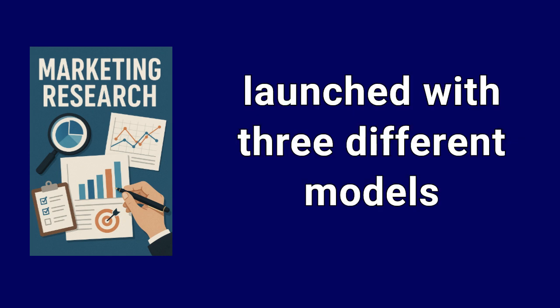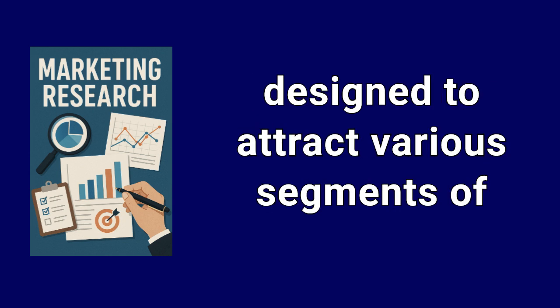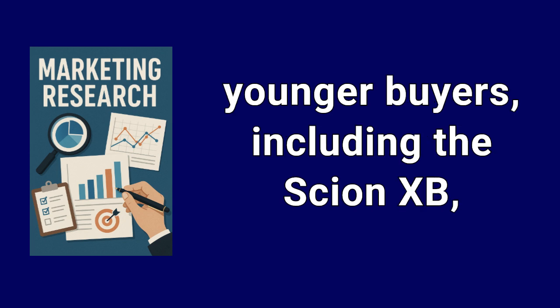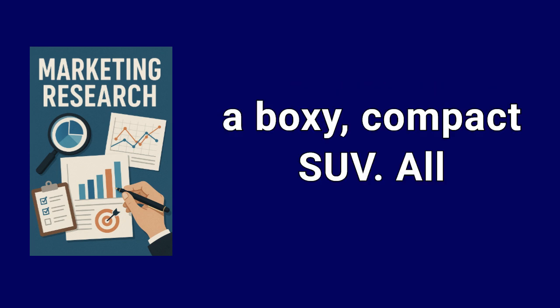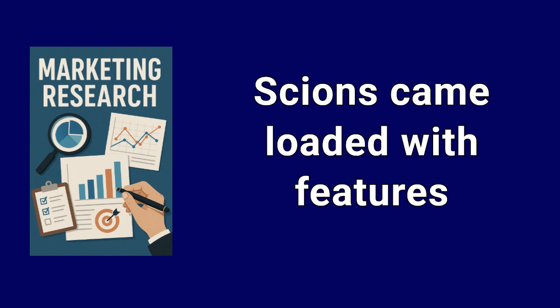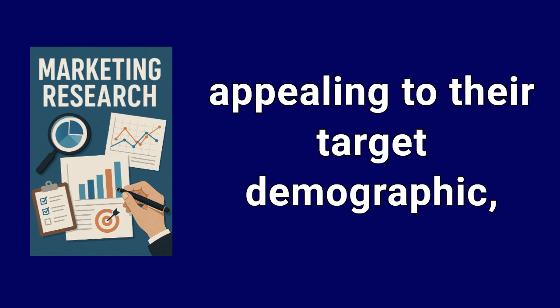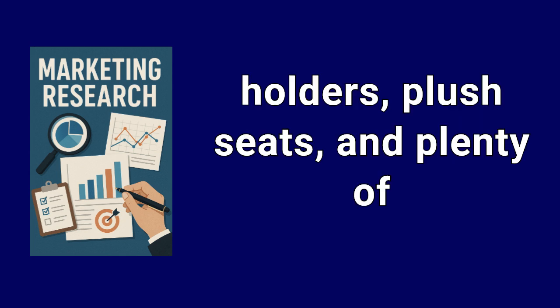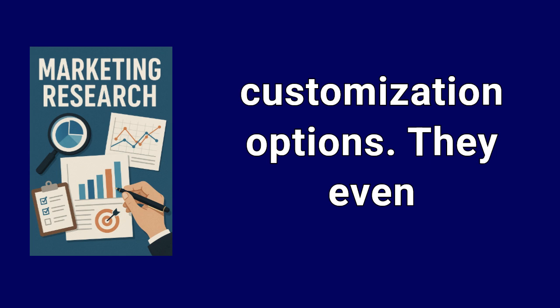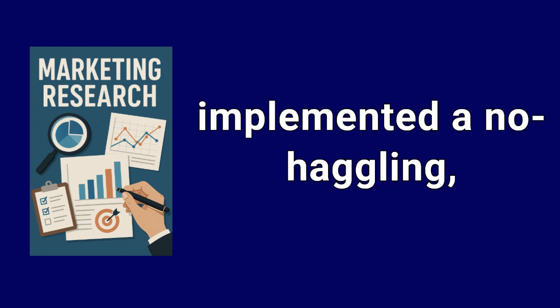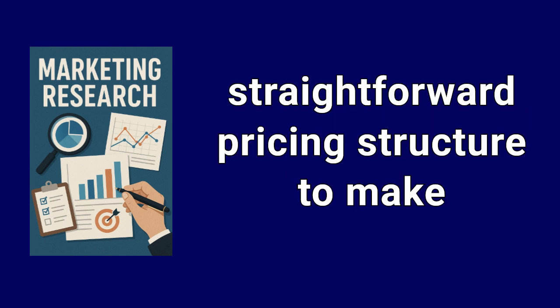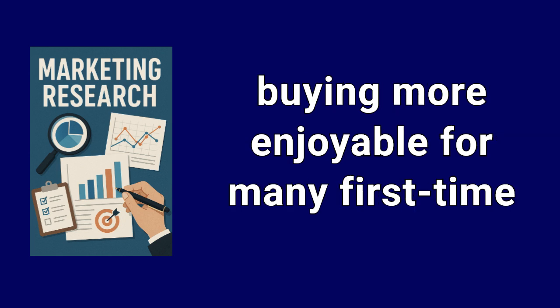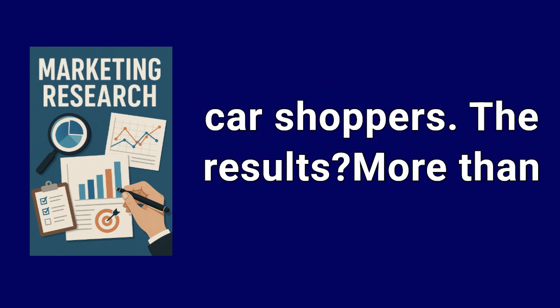They launched with 3 different models designed to attract various segments of younger buyers, including the Scion XB, a boxy, compact SUV. All Scions came loaded with features appealing to their target demographic: 160-watt stereos, cell phone holders, plush seats, and plenty of customization options. They even implemented a no-haggling, straightforward pricing structure to make buying more enjoyable for many first-time car shoppers.